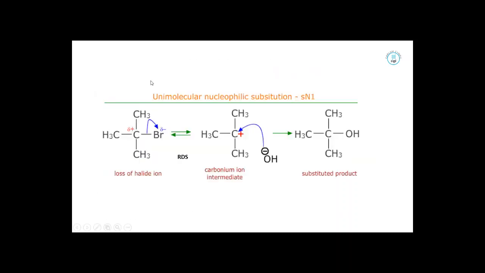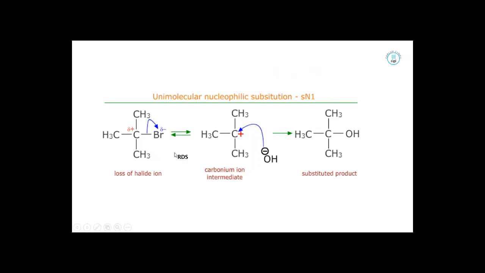Now, let's look at this reaction. There's another way of looking at that reaction. Same reaction, it's still hydrolysis, slightly different molecule. What they're proposing is that this has been our RDS, so a slightly different mechanism. What happens is the bromide ion, bromine, comes off first of all, and it creates this carbocation, and then the hydroxide comes in after that.